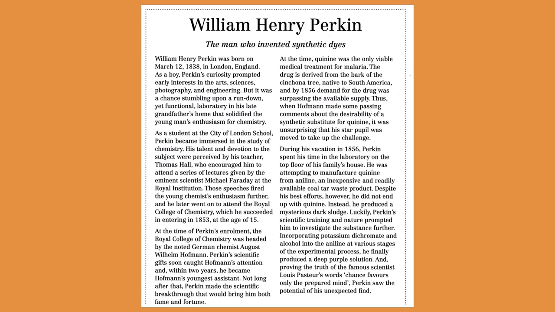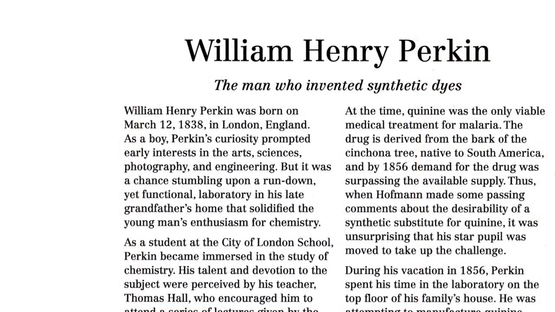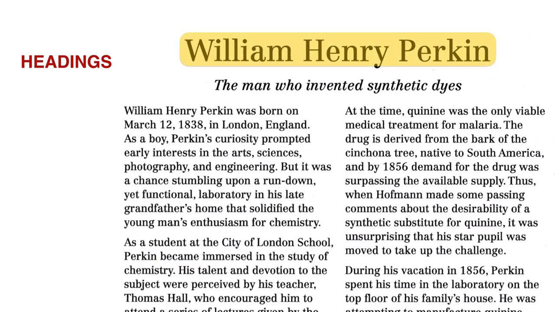Now here's an example text. William Henry Perkin. This is about a British scientist. And if I zoom in a bit, how do we skim read this text? Well, there's several things you can do. First of all, you can look for the headings in the text. Now this text has only got 2 headings. Here's the main heading and the subheading, the man who invented synthetic dyes. Synthetic dyes. So that tells you something about the text.